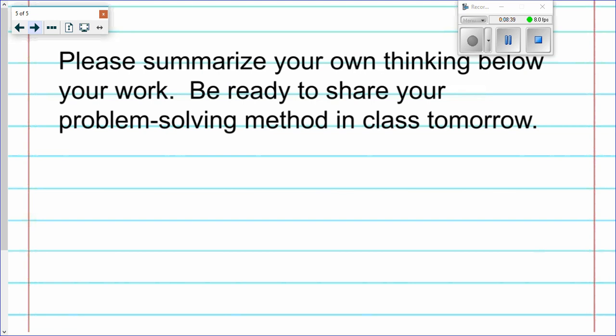Now at this time, please summarize your thinking about how you solved this problem. If you solved it using standard algorithm, please write that down and explain. If you solved it looking at patterns of multiplication and division when we are working with 10 or 100, please write down that so that you can share it with your partner.